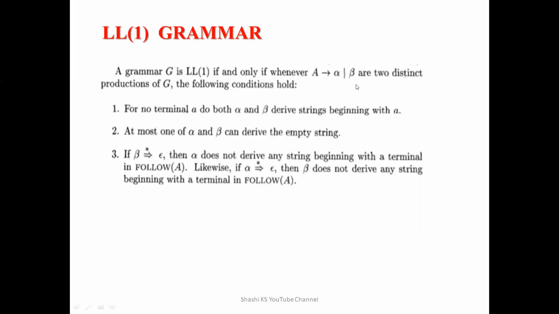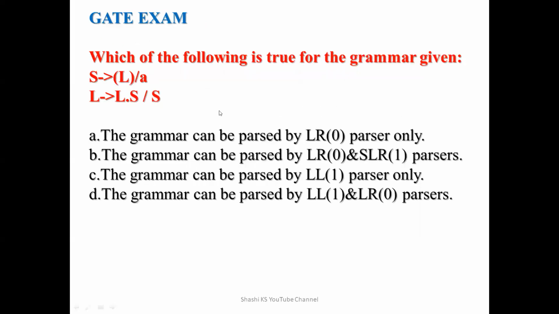So we need to check whether such a situation exists in the given grammar. Here we have S derives L | A. For the S derives L production, the first of the RHS is open bracket. What is the first terminal in all the strings derived using this production? The first terminal which will appear is open bracket. Similarly, for the production S derives A, the first terminal is going to be a. So for this, the first is a.